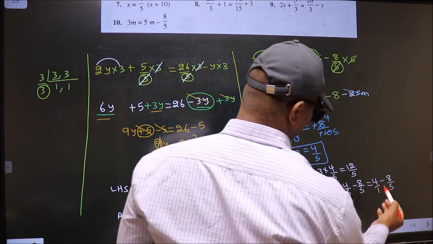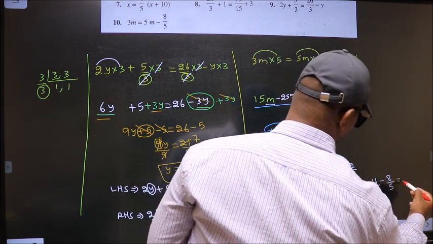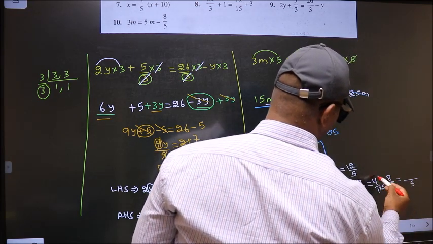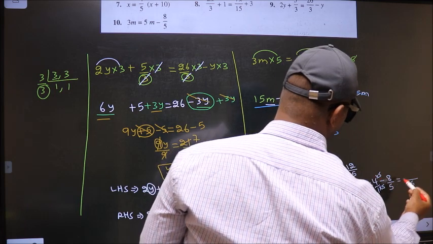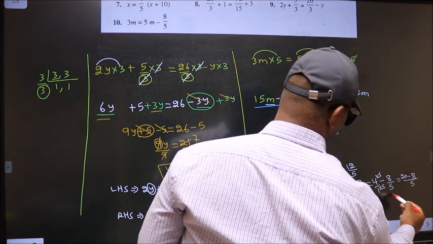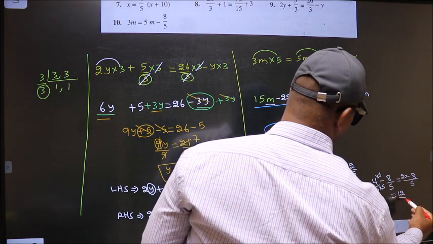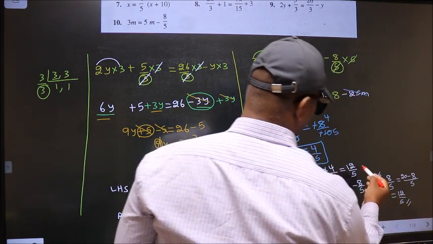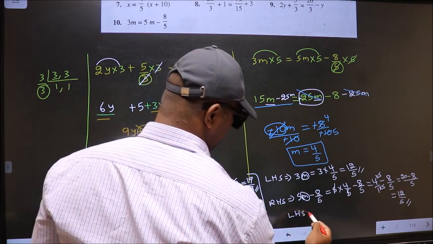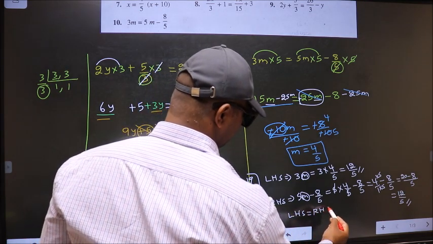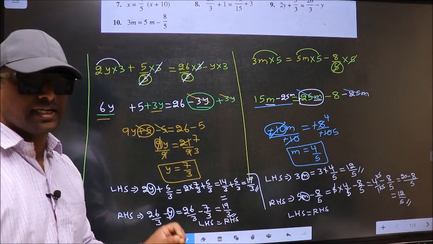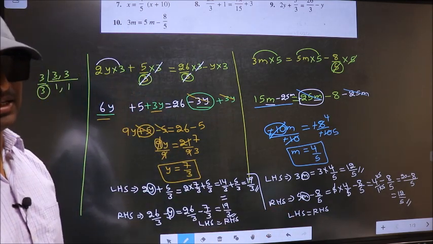Now we should take LCM. LCM is 5. So here we should multiply by 5. So 4 into 5, 20. Minus here no need to multiply, 8 as it is. So we get 12 by 5. We got these two same. That is LHS equal to RHS. LHS equal to RHS, that confirms our answer is correct.